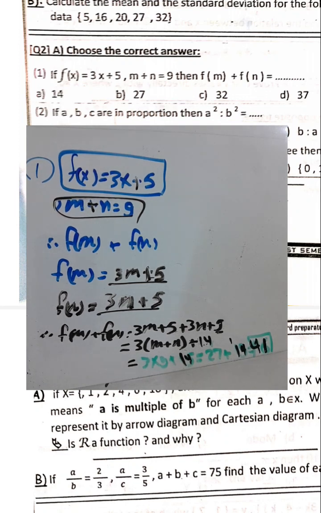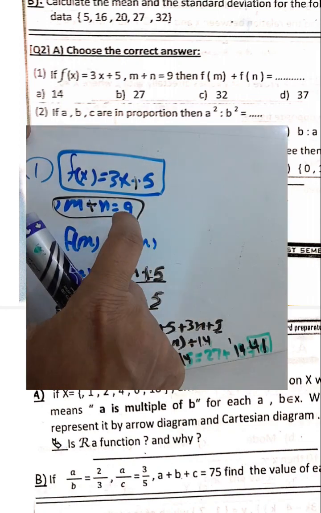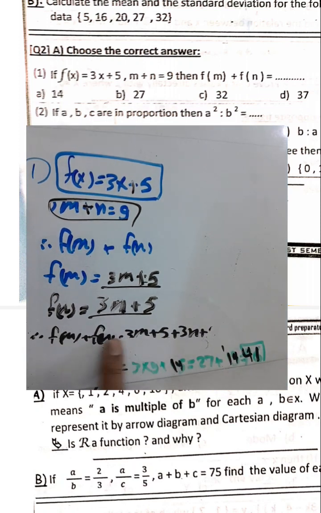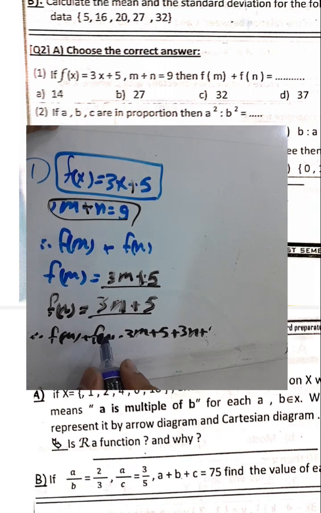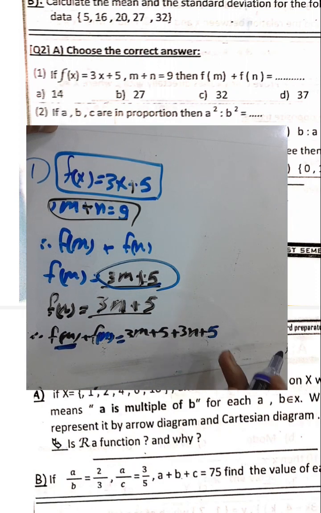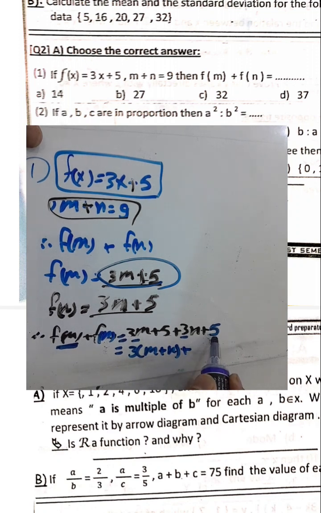Okay, you can solve this example with me again. We have 3 outside. It was 5, not 9. We have f of m plus f of n, put f of m again, it will be 3m plus 5, and here 3n plus 5. It was 5, not 9, okay? And then write 3 as the common factor between two numbers, 3 here, and the remainder m plus n, and 5 plus 5 will be 10.